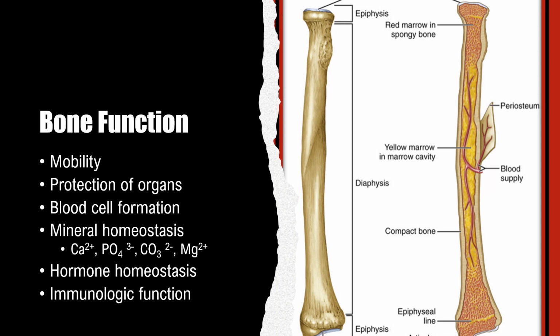There are 2 types of bone marrow found in bones as well. Red marrow, the site of blood cell formation, which will be explored in the hematology section of this course, and yellow marrow, which is mostly adipose tissue.